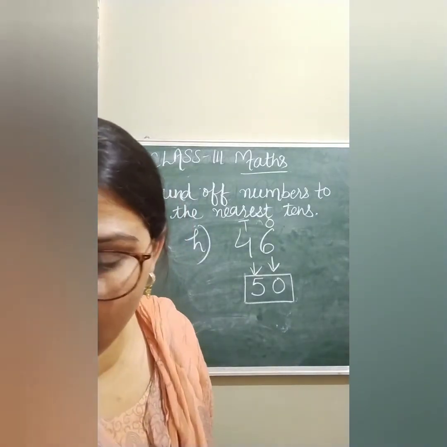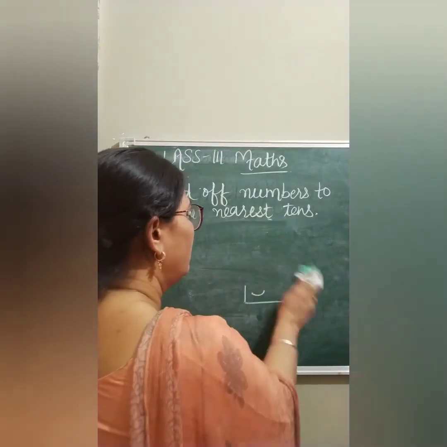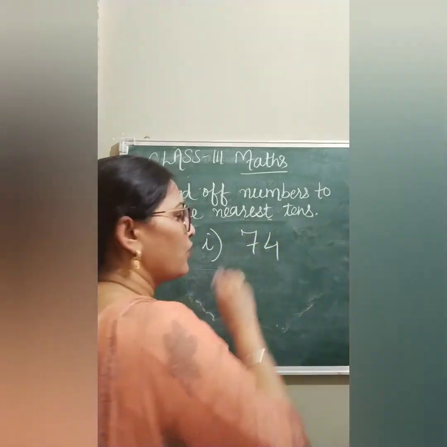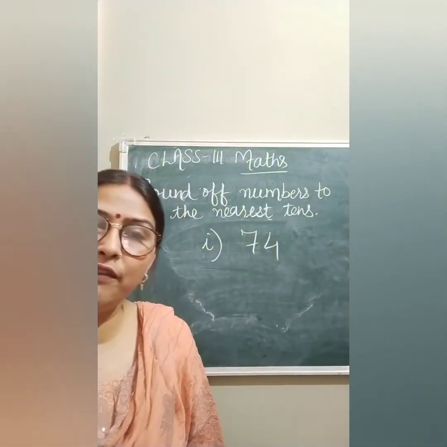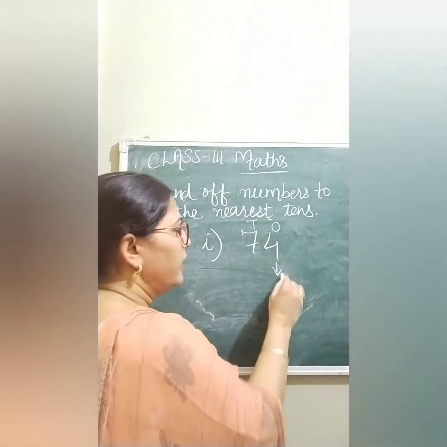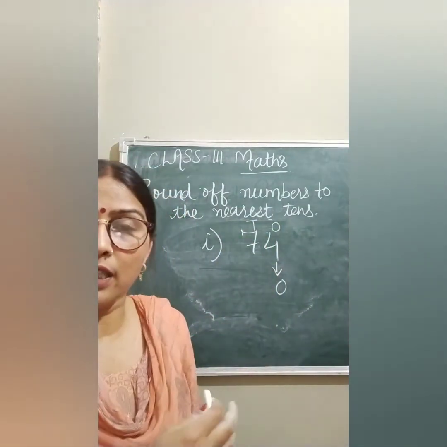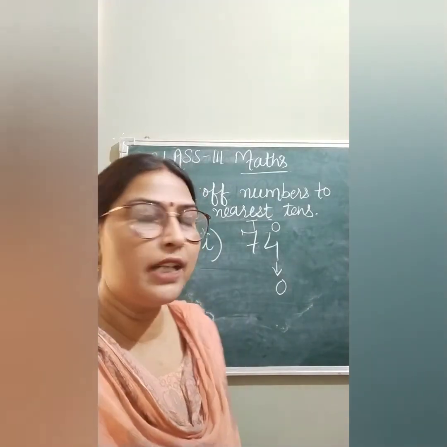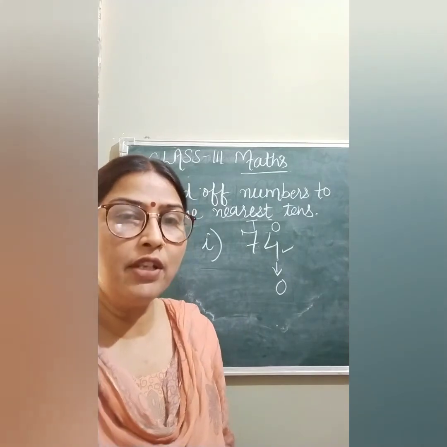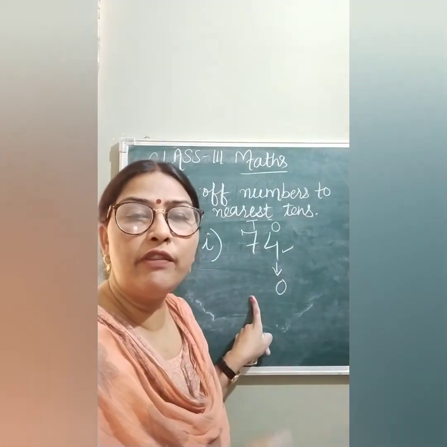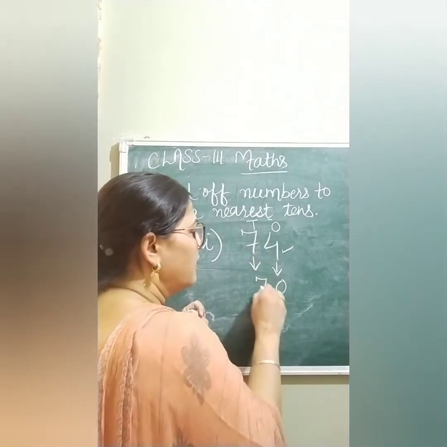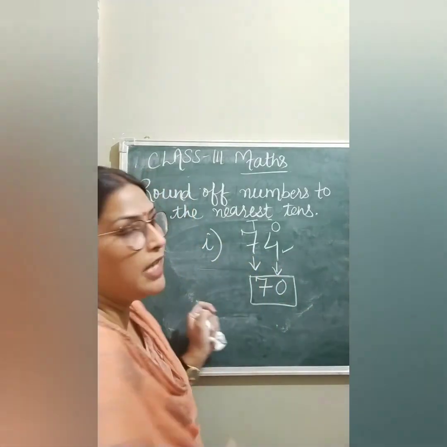Yes. After that I am going to tell you I part. What is the statement in I part? That is 74. So first step, write the places. Second step, make ones place 0. Third step, the most important step, that is observe the ones place digit. It is less than 5. So the tens place digit will not change. It will remain the same. 7 will be written as 7 only. So the answer is 70.